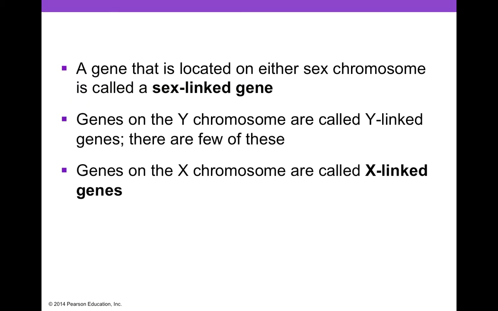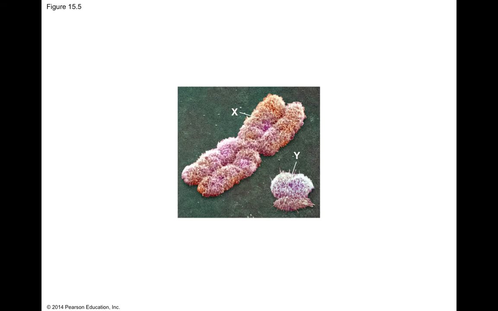So if a gene is on a sex chromosome as opposed to an autosome, it's called a sex-linked gene. If it's on the Y chromosome, it's a Y-linked gene, and if it's on the X chromosome, it's called an X-linked gene. The reason why we see more questions involving X-linked genes is due to the size of the two chromosomes. The X chromosome is a lot bigger than the Y chromosome and therefore has more genes on it. Most of the genes on the Y chromosome only deal with sex determination.